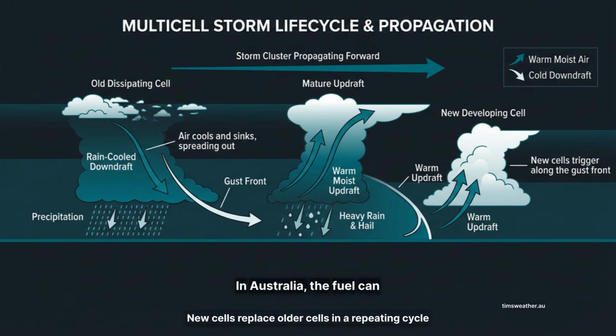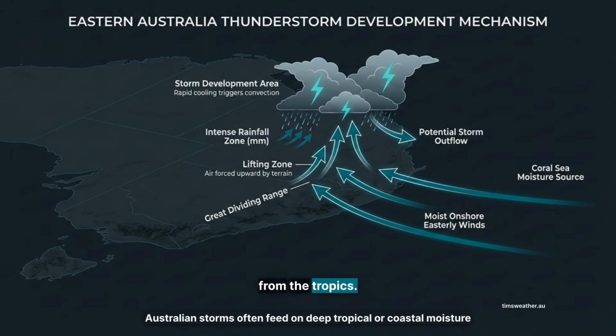In Australia, the fuel can come from moist easterly winds off the Tasman Sea, moisture streams from the Coral Sea, or low-level jets from the tropics. The first lift may come from the Great Dividing Range, a dry line, a sea breeze collision, or an existing outflow boundary from another storm.